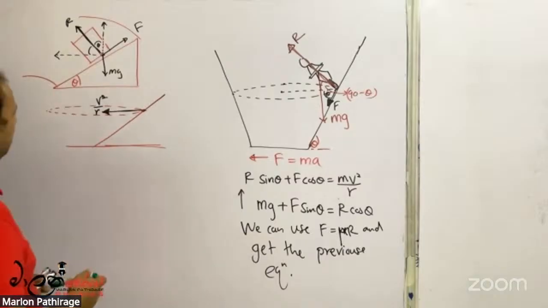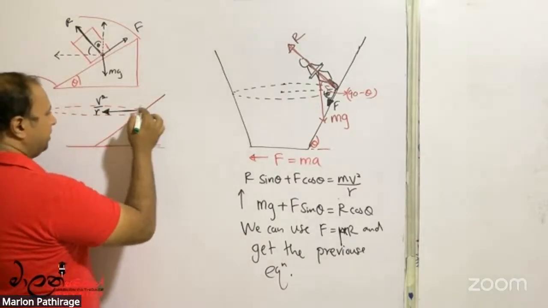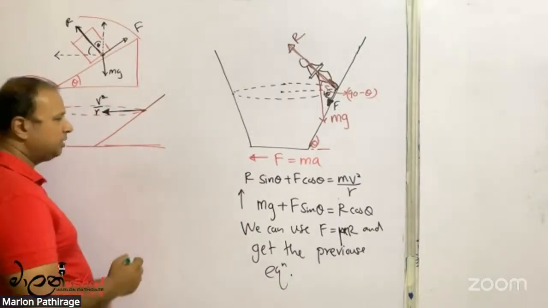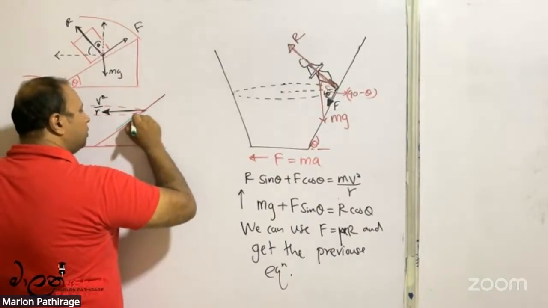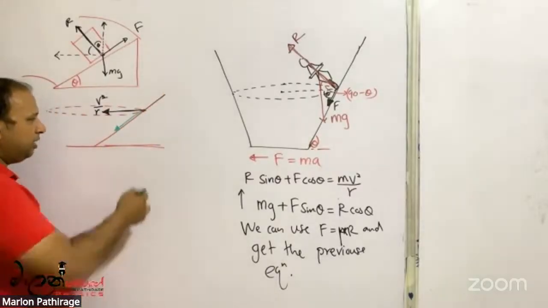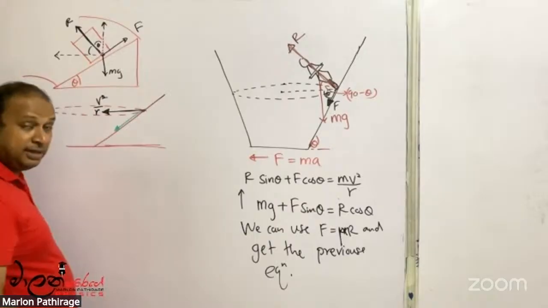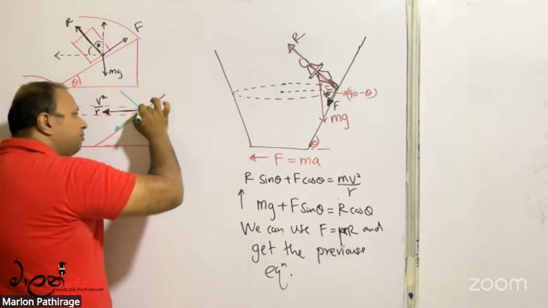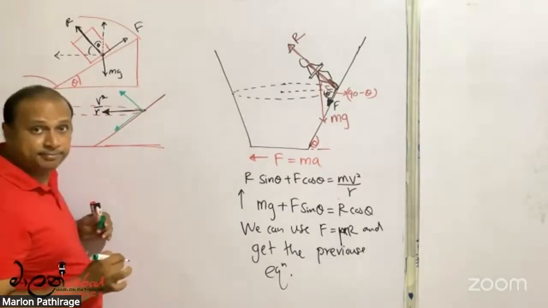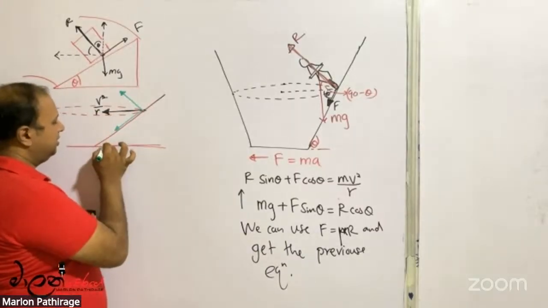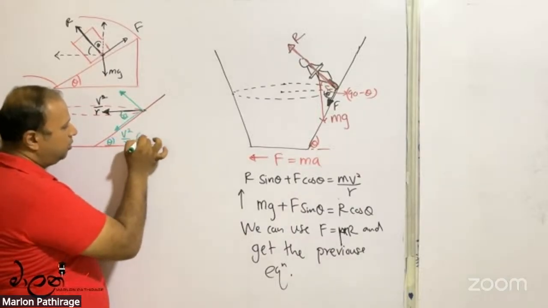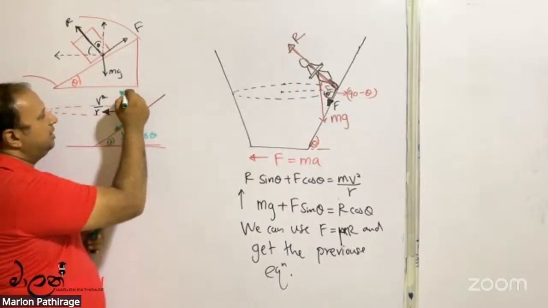Look at this one. So if I resolve this component along the inclined plane and perpendicular to the inclined plane, there are two components. One is theta, this one also theta. Therefore, V squared over r cos theta here, and V squared over r sin theta.